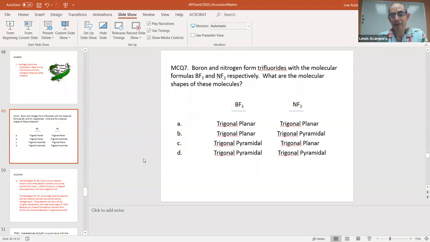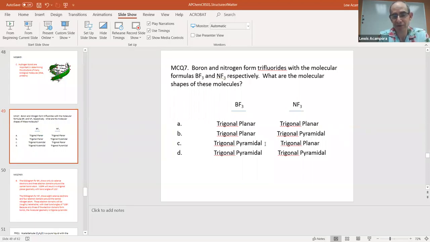This probably should have been in the earlier section, but we've got boron and nitrogen trifluorides, and the name trifluoride might give you a big hint that their formulas are BF3 and NF3. And you're asked for the molecular shapes of these molecules. No one would expect anyone to memorize these shapes, but even in the minute that you might have for a multiple choice question, you should be able to figure these out. We're looking for molecular geometries.